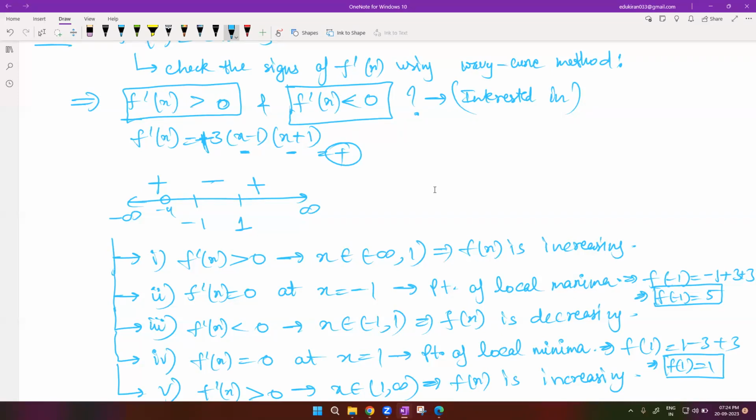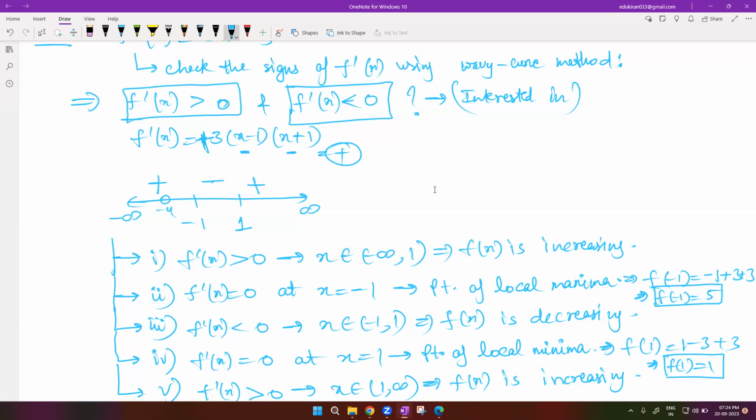See, the sign is positive. The wavy curve also said that this interval is positive. So the sign of f dash x in this interval is positive. Similarly, you take any value from minus 1 to 1. Let's take 0. The sign would be negative. You can observe that. And take any value from 1 to infinity and observe the sign. That is how we can alternatively perform the wavy curve. This is the exact job of the wavy curve.